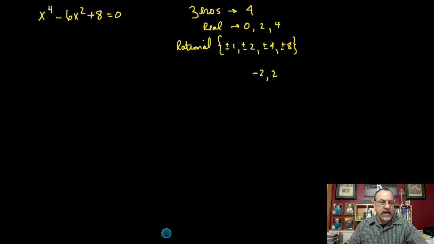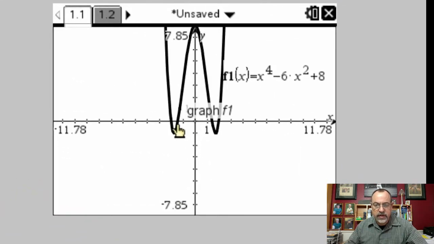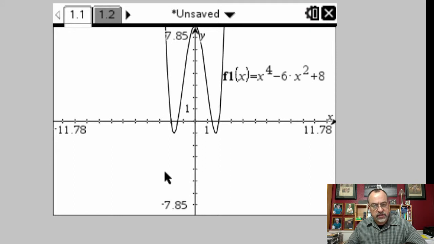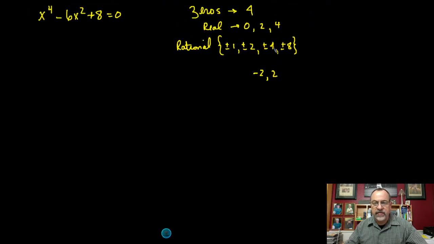All right. Now I notice in my graph that it does cross or touch in 2 other places, one here and one here. And you'll notice that's between 1 and 2. So those are fractional zeros. They're somewhere between 1 and 2. If I look in my list of potential zeros, I don't have any fractions.